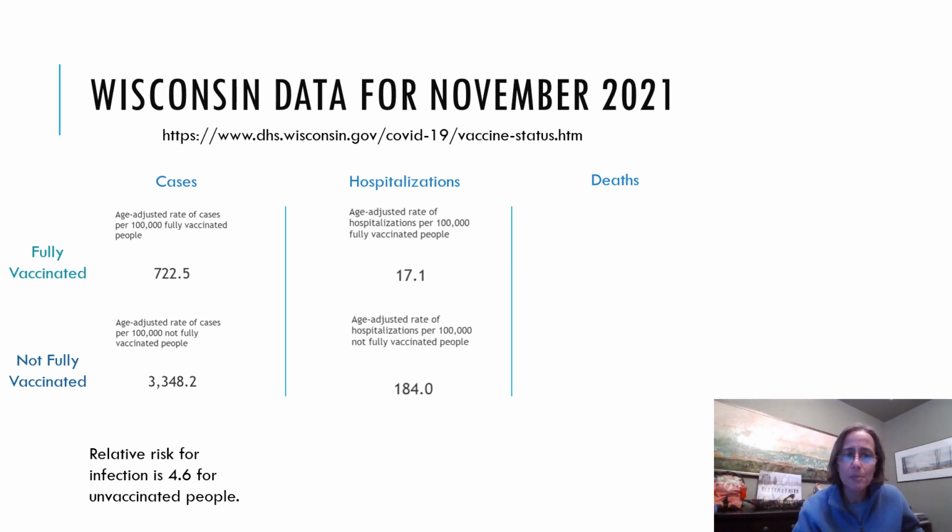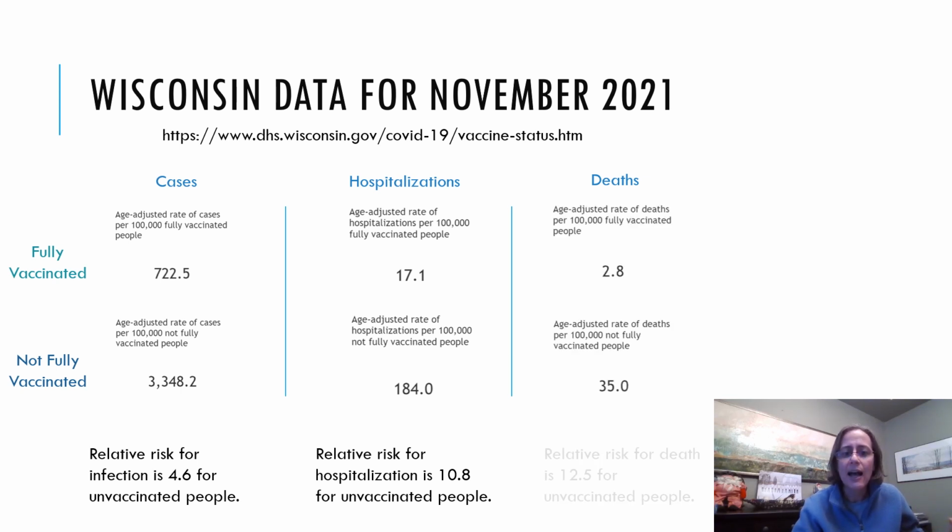When we look at hospitalizations, the relative risk was 10.8. So you're 10 times more likely to get hospitalized if you're unvaccinated or not fully vaccinated compared with fully vaccinated. And for deaths, it was 12.5. So again, really strong association there, really strong.